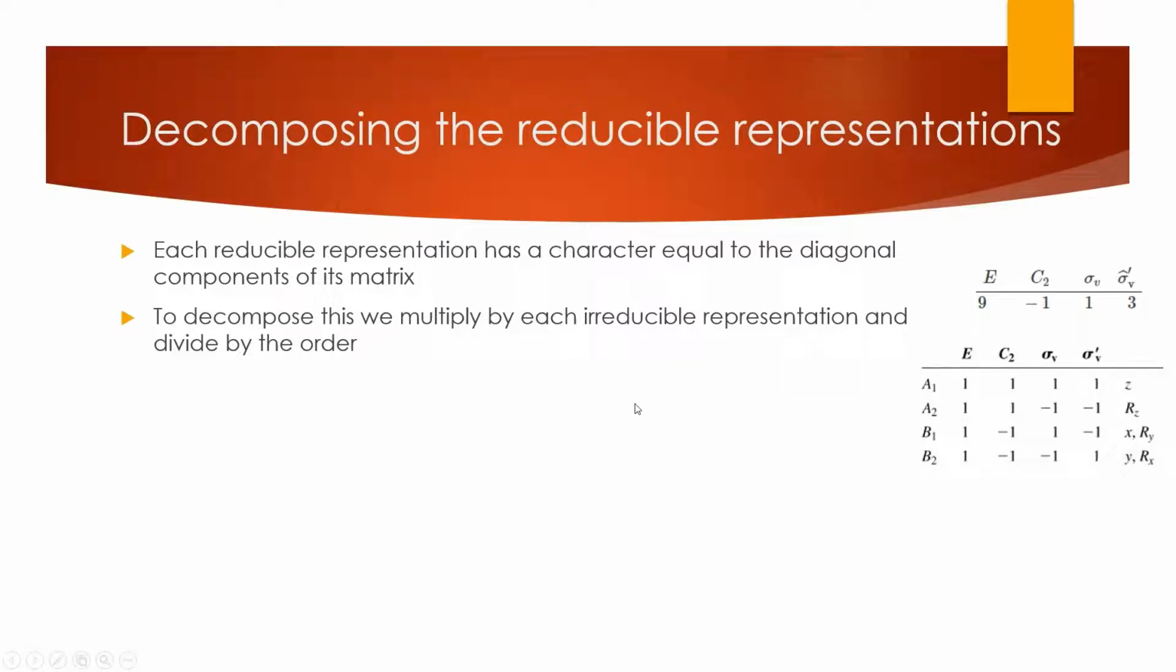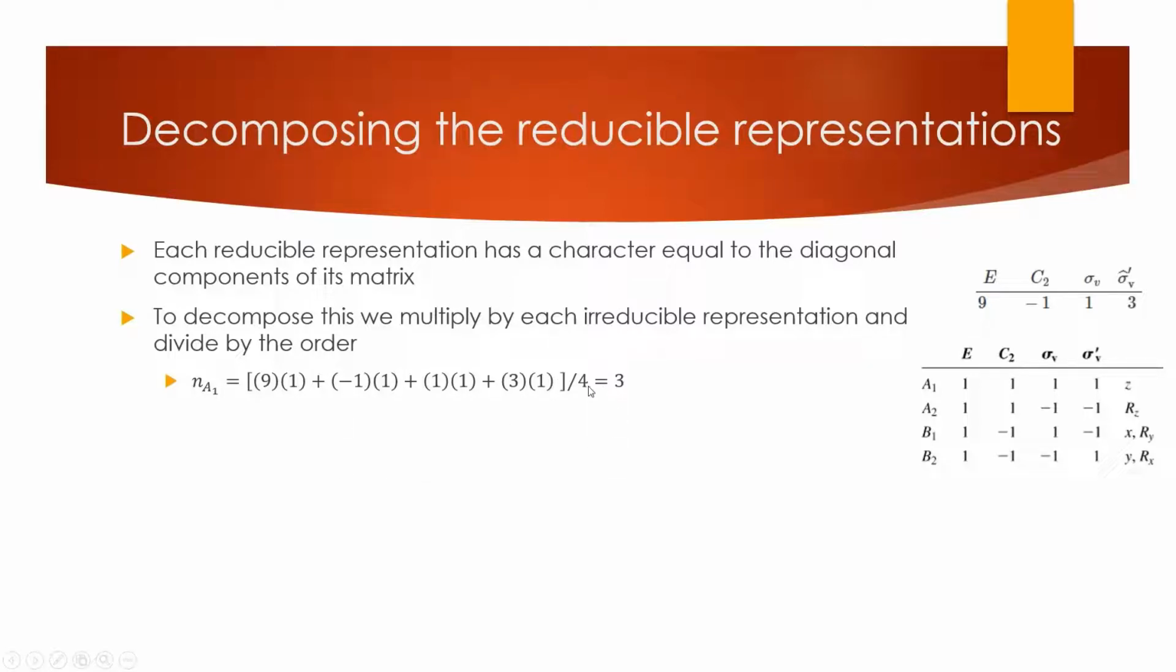So how do we do this? Let's go through and do it for A1 here. What we need to do is take A1 and multiply this by this representation here. We're going to take this scalar product, which means we're going to add these all up together. So here we take 9 for E and multiply it by 1. Then we take -1 for C2, multiply that by 1. Take 1 for sigma V, multiply that by 1. And 3 for sigma V prime, multiply that by 1. And if we do that, that gets us 12.